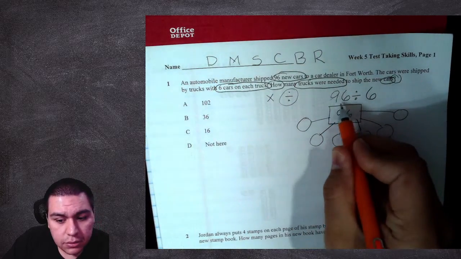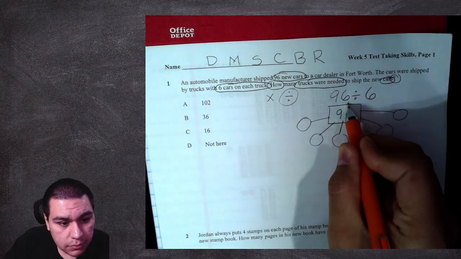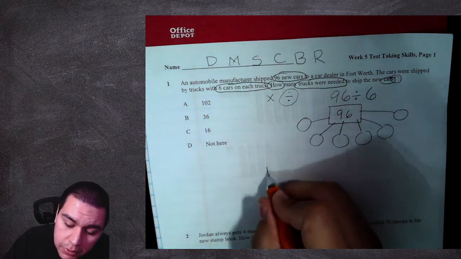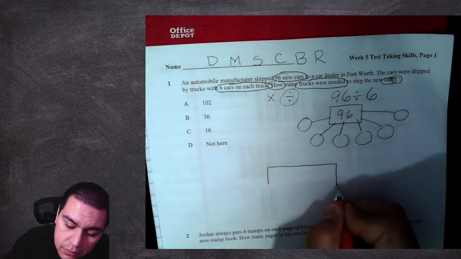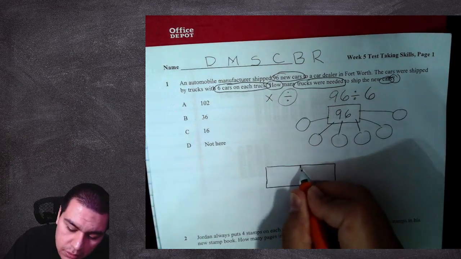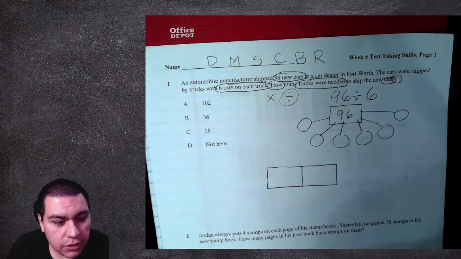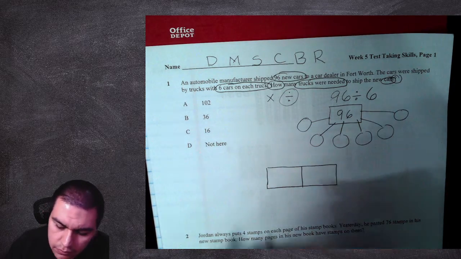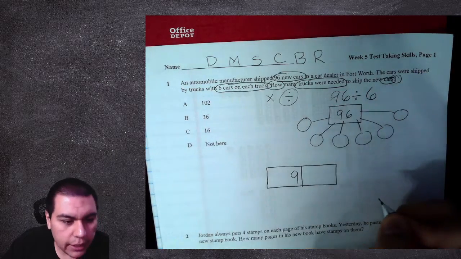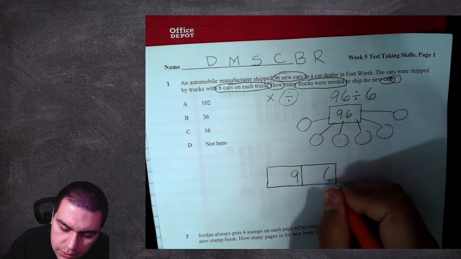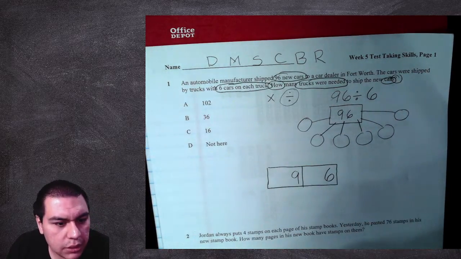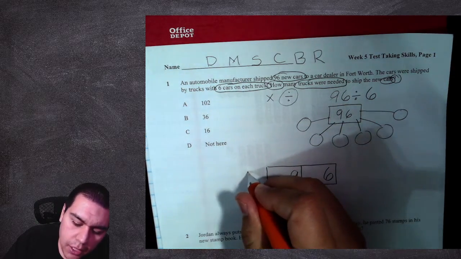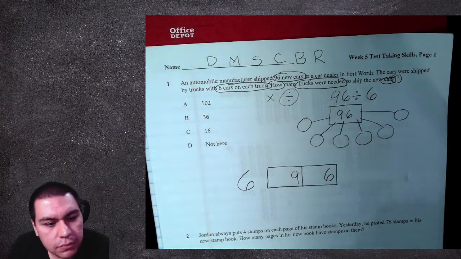96 is 2 digits, which means I'm going to draw my rectangle and put a line down the middle to split it into 2 pieces, 2 parts. 9 goes in the first box, 6 goes in the second box. And we're making groups of 6.